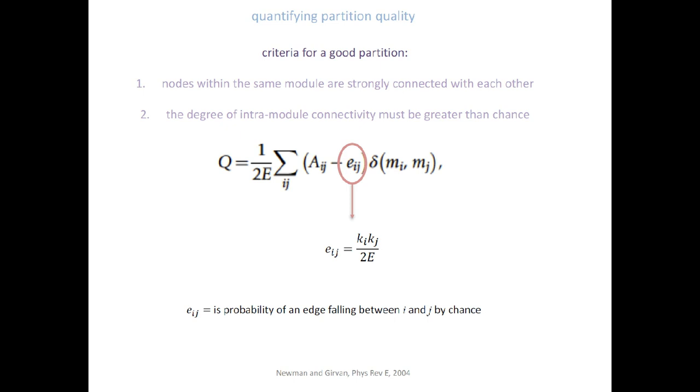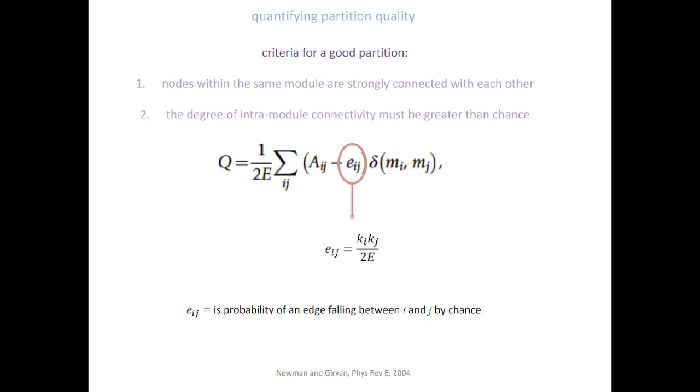So the question is, how do we define this chance expectation? It's defined like this. In the typical standard definition, which is suitable for a binary undirected network, it's the degree of node I times the degree of node J over the total number of edges. It can be shown that this is the probability of an edge falling between node I and J by chance under something called a configuration model, which is a way of defining random graphs with an arbitrary degree distribution.